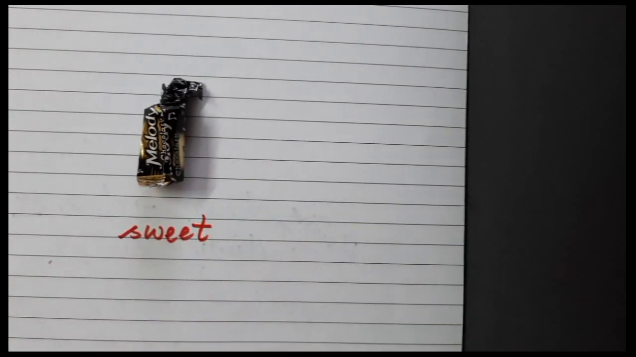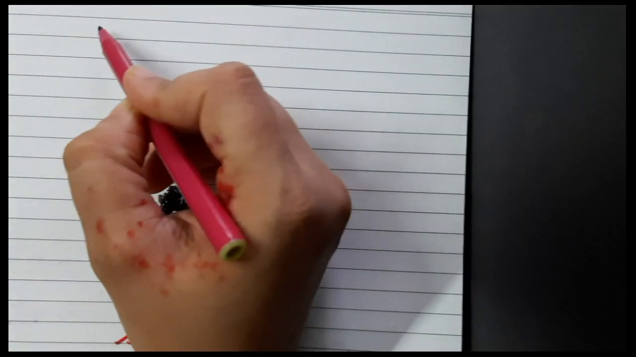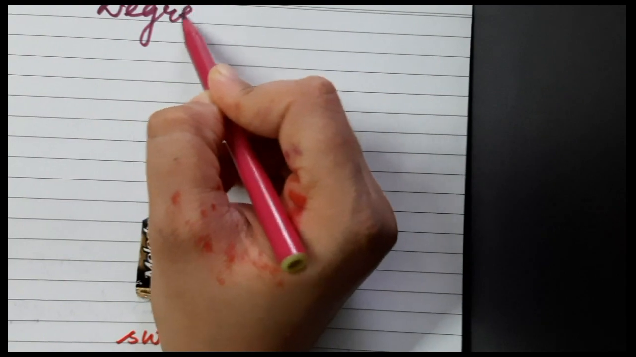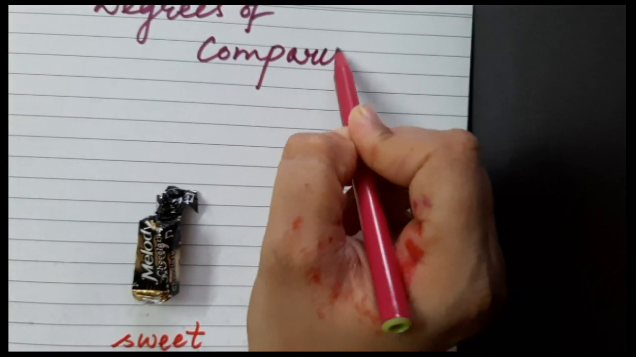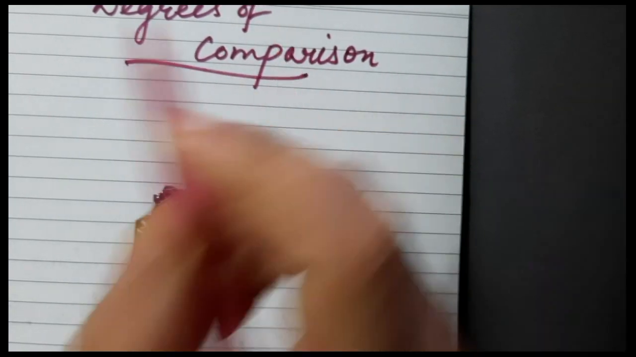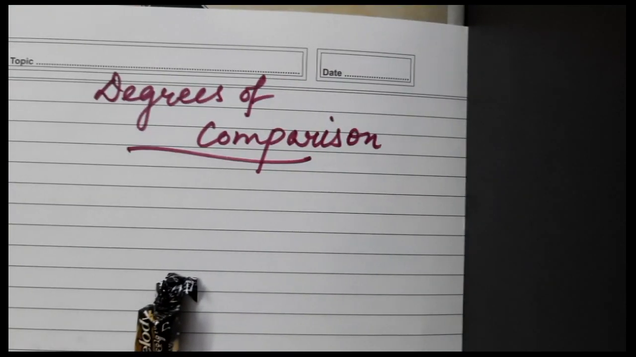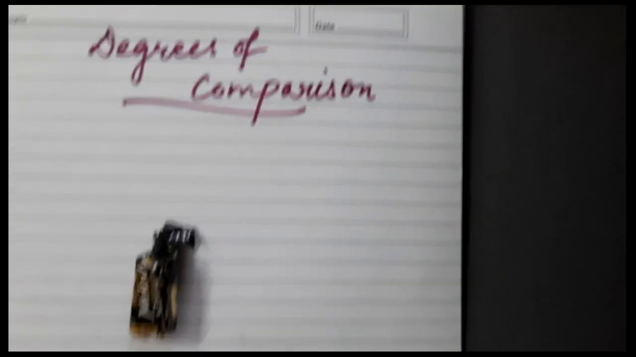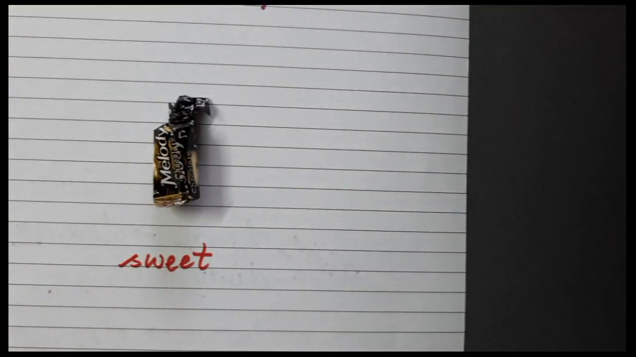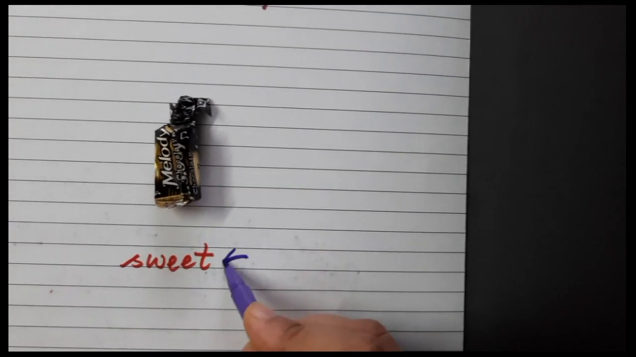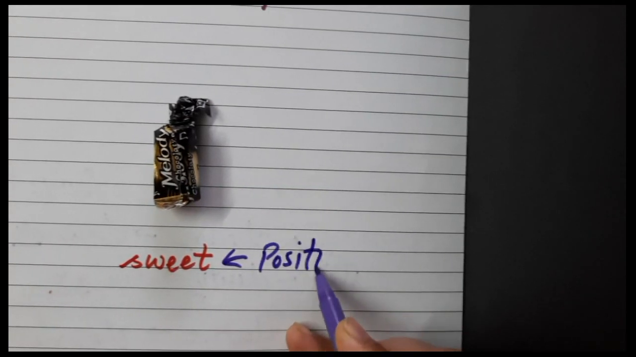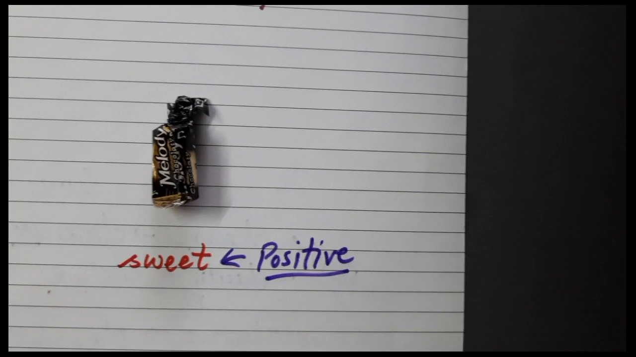Yesterday we did the degrees of comparison. We have started that, right? So the topic is degrees of comparison continued. Now we learnt yesterday certain degrees, if you recall. Yes, comparative and superlative degrees of adjectives. Now, when I say this candy is sweet, this is which degree of adjective? You're right, this is positive degree of adjective.